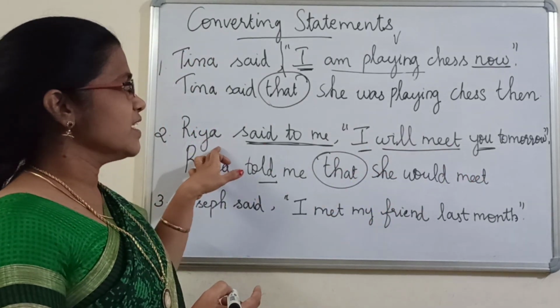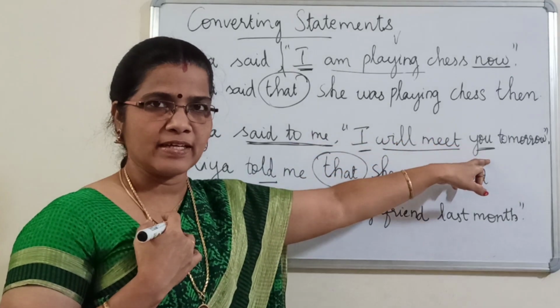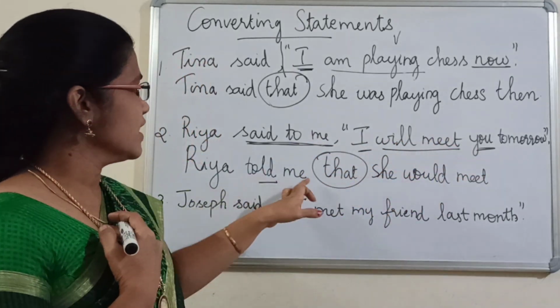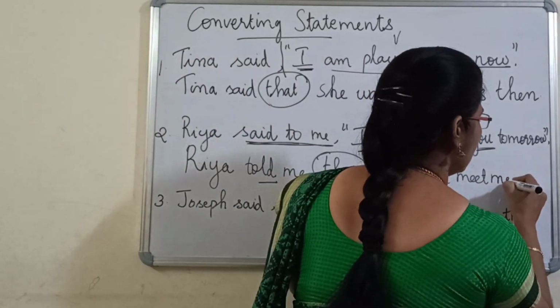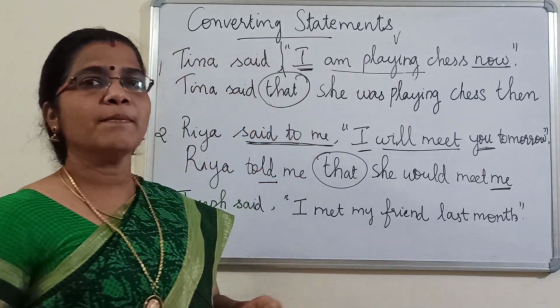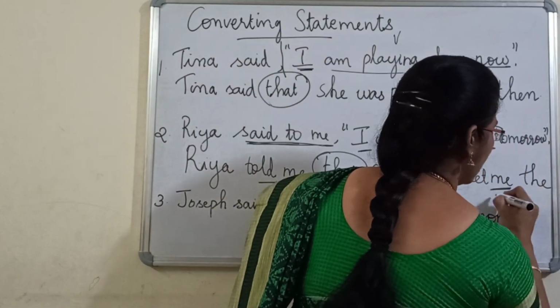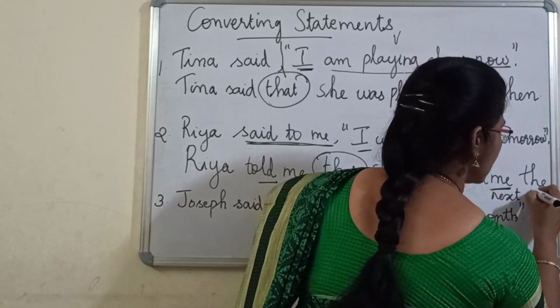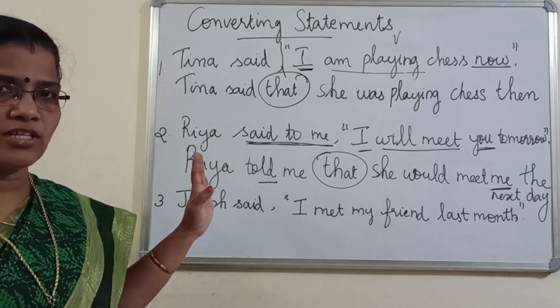Who is speaking this? Riya is speaking this. To whom? To me. Right? So this you refers to me. Right? So how will you say? Riya told me that she would meet me. This refers to me. Meet me. Now tomorrow should become the next day. So how will you write here? The next day. You cannot use the same tomorrow here. The next day. Okay? Right. So you have done all the changes.